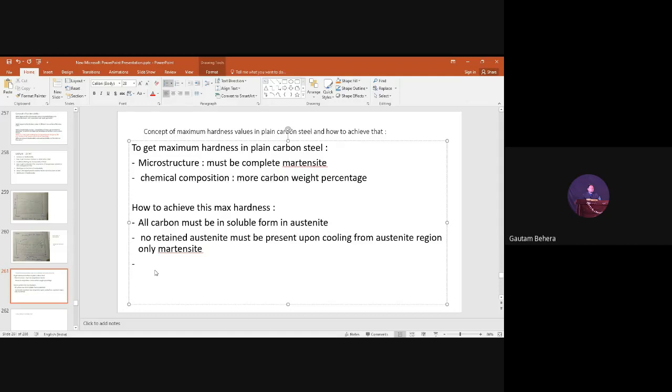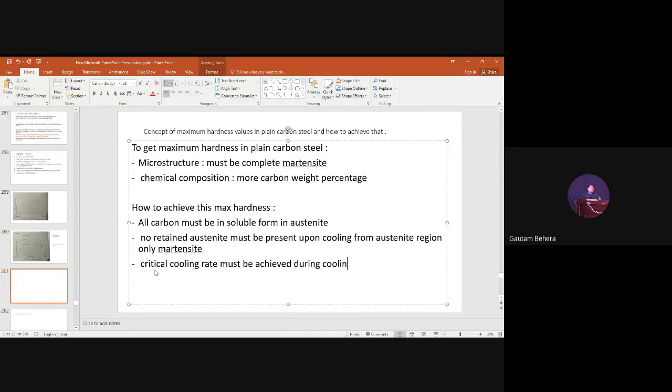Anything else? Achha, how to get 100% martensite? By obtaining? Quenching. By obtaining which kind of cooling rate? Critical cooling rate is achieved, right? It must be achieved during cooling.